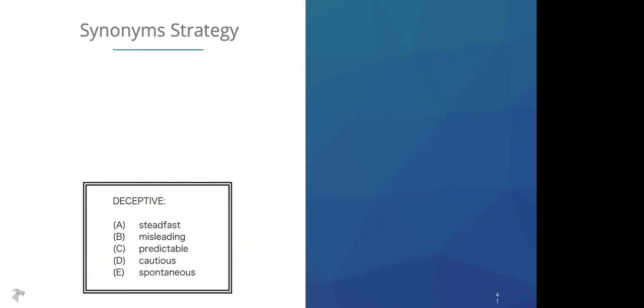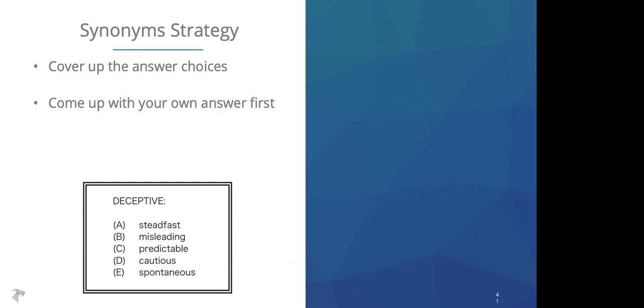As I mentioned earlier, the first part of the verbal section includes synonym questions. One effective strategy for approaching the synonym questions is to cover up the answer choices so that you come up with your own answer first. Then find the correct answer choice that's closest to the one you came up with. And this will prevent you from getting distracted by wrong answer choices.